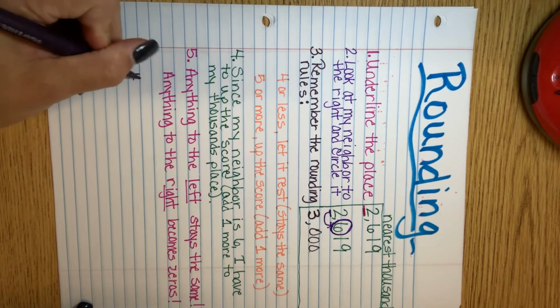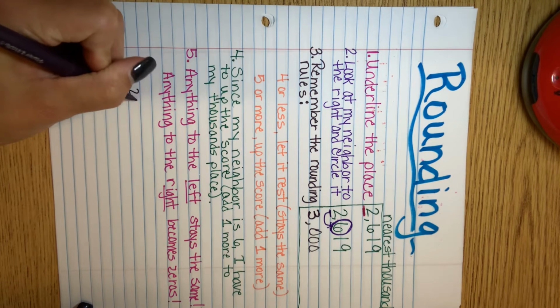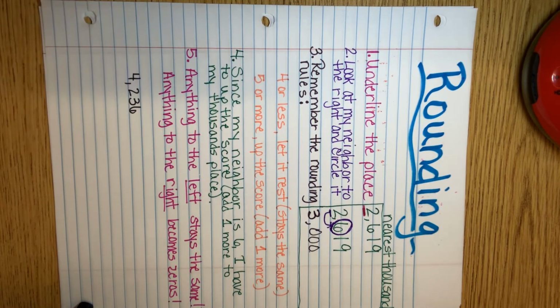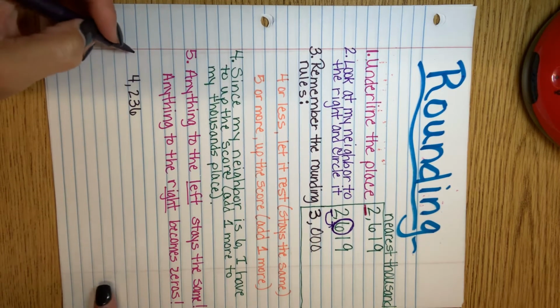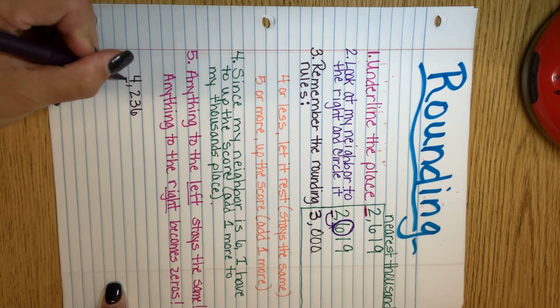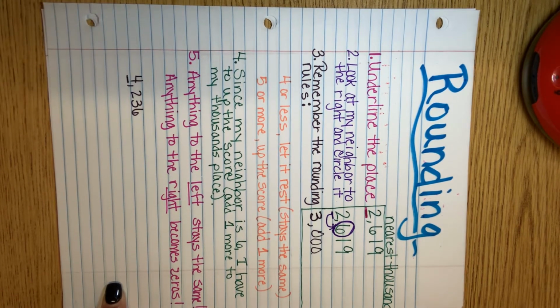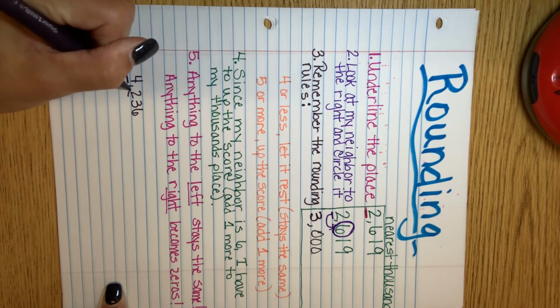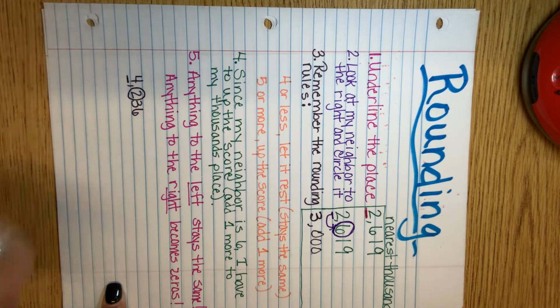Let's round 4,236 to the nearest thousands place. So first, underline the place. Then I need to look at my neighbor to the right and circle it. So I'm going to circle the digit 2 in the hundreds place. Go back to my rules. 4 or less, let it rest. 5 or more, up the score.